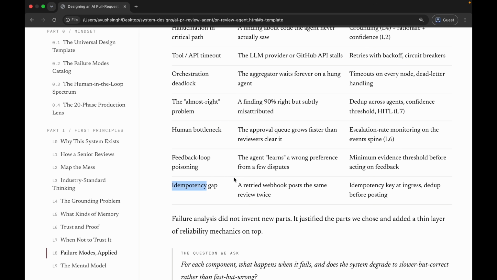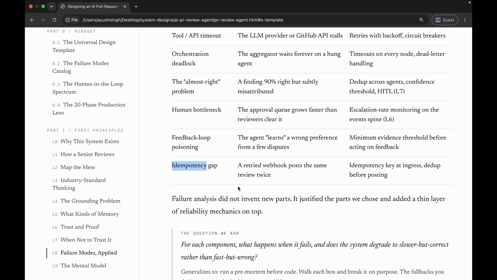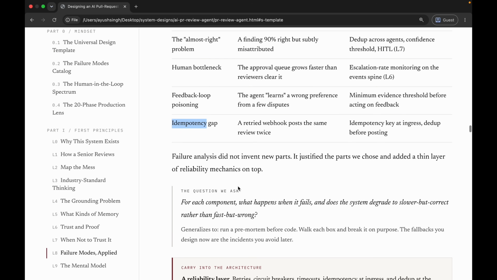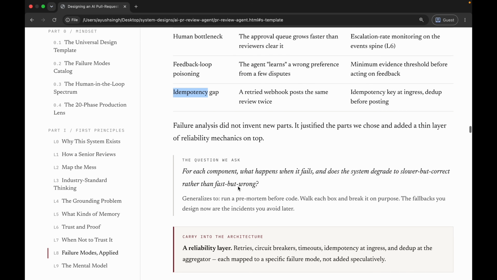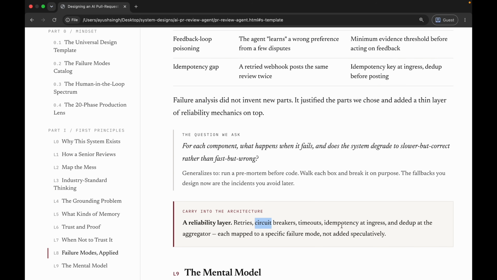And then we have the invariant gap, which means let's say that GitHub tried once, but it failed. But then it retried another time, which means that it can post 2 reviews at the same time. We don't want 2 reviews at the same time. If 2 reviews are the same, if it is already in our system, we will not go ahead with it. Which is, we want to dedupe before posting, making sure that we are not retrying on the same webhook, which is the reliability layer: retries, circuit breakers, idempotency, dedupe at the aggregator, everything mapped to the failure modes.